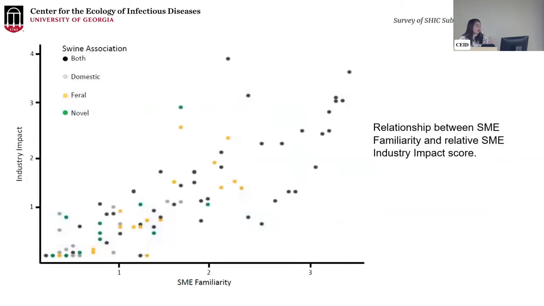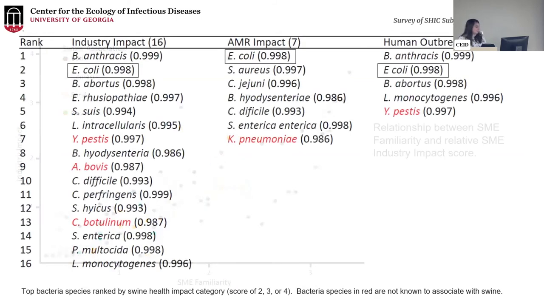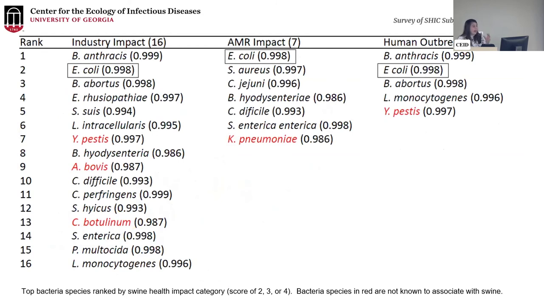And ultimately, subject matter familiarity is tightly linked with industry impact. So the more likely there's an outbreak or common maintenance of certain bacteria species, the more likely subject matter experts will be familiar with them. And so now we can actually take all the bacterial species and think about what type of impact they will have on the swine industry.